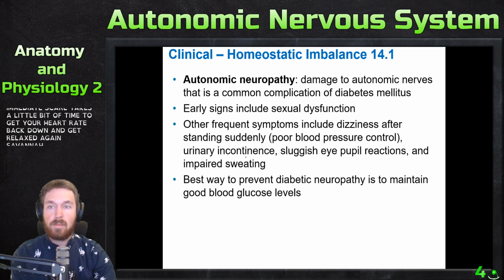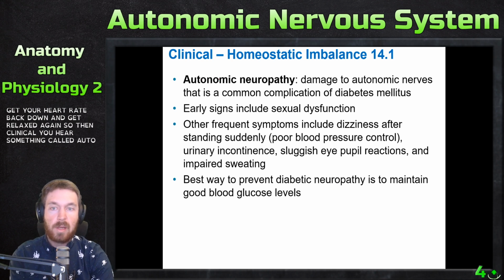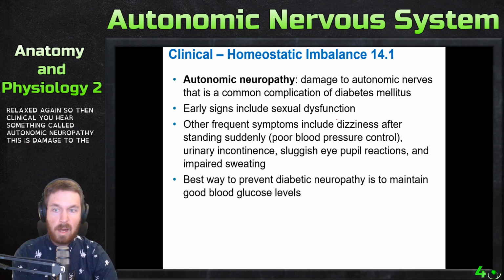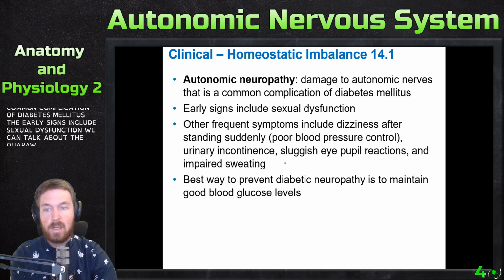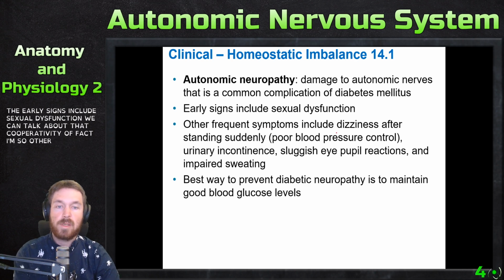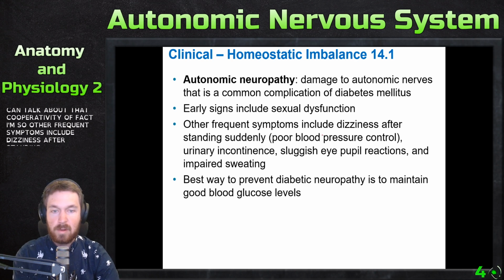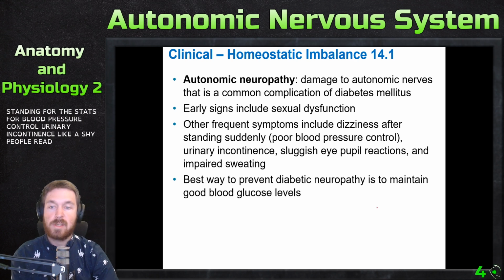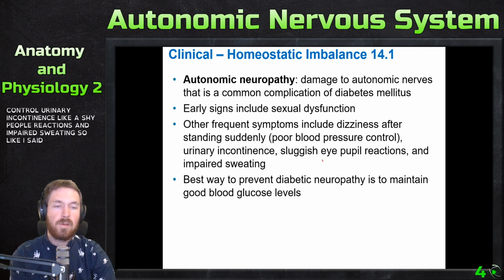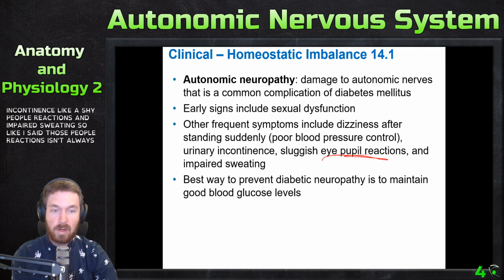Then clinically, here's something called autonomic neuropathy. This is damage to the autonomic nerves that is a common complication of diabetes mellitus. The early signs include sexual dysfunction. We just talked about that cooperativity effect. Other frequent symptoms include dizziness after standing, so it's poor blood pressure control, urinary incontinence, sluggish eye pupil reactions, and impaired sweating. Like I said, those pupil reactions aren't always drug-based.